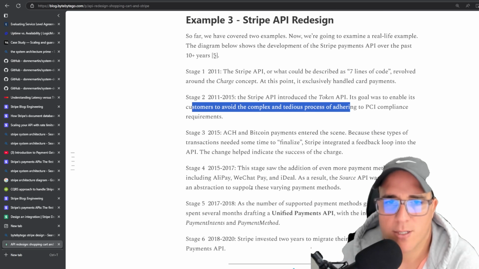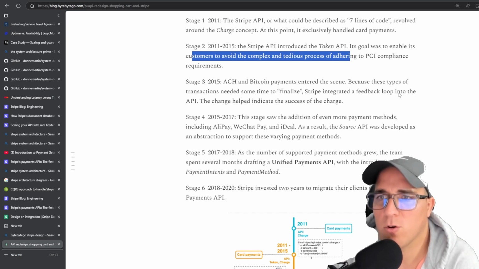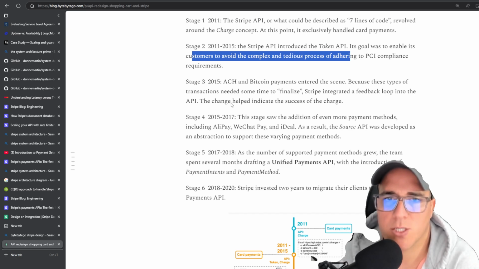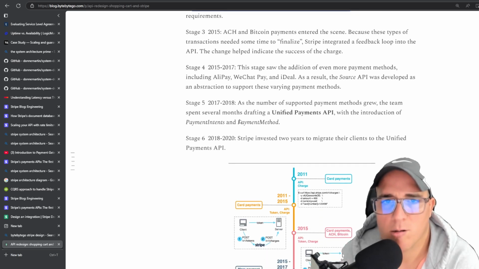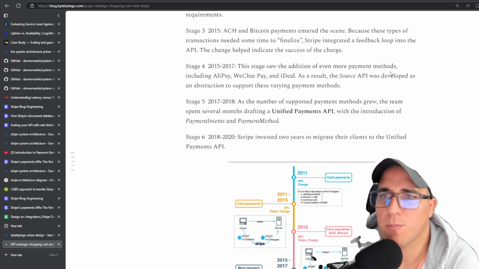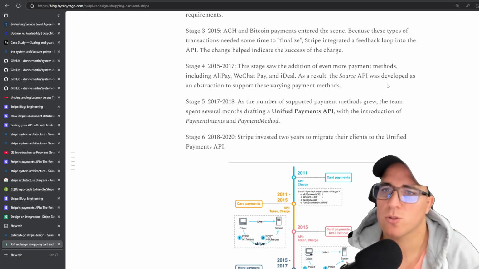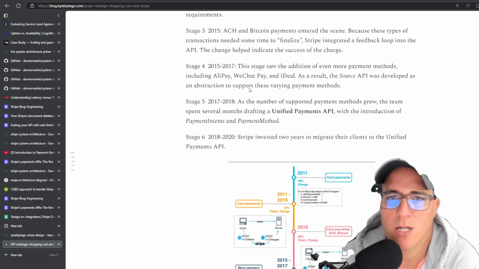Stage 3, ACH and Bitcoin payments enter the scene, because this type of transaction needs some time to finalize. Stripe integrated a feedback loop into the API. The change helped indicate the success of the charge. Stage 4, 2015 to 2017, this stage saw the addition of even more payment methods, including Alipay, WeChat Pay, and iDEAL. As a result, the source API was developed as an abstraction to support these varying payment methods.